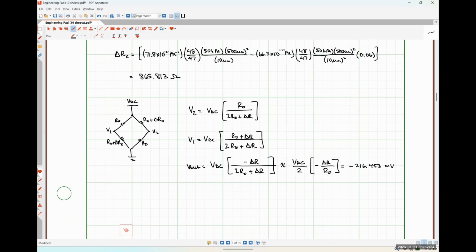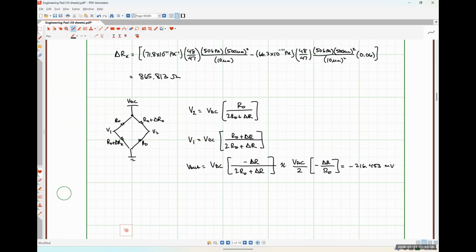Just for the hell of it, I am going to figure out. So not doing the approximation, I got negative 207 millivolts. So we're only off by 8 or 9 millivolts by making that approximation. So not really that big of a deal.